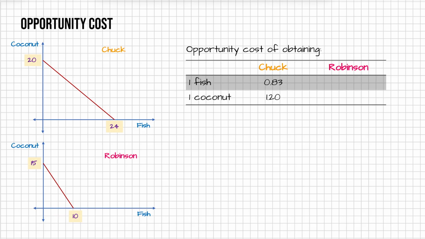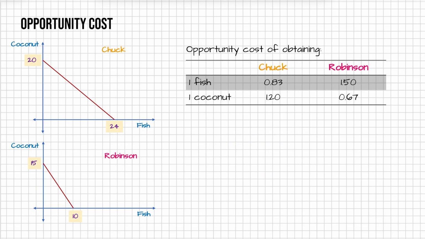Now let's calculate the opportunity cost of coconuts and fish for Robinson. To get 10 fish, Robinson has to give up 15 coconuts. So the opportunity cost is 15 over 10, which is the same as 1.5. What about the opportunity cost of producing one coconut? To obtain 15 coconuts, Robinson has to give up 10 fish. So it's 10 over 15, or approximately 0.67.